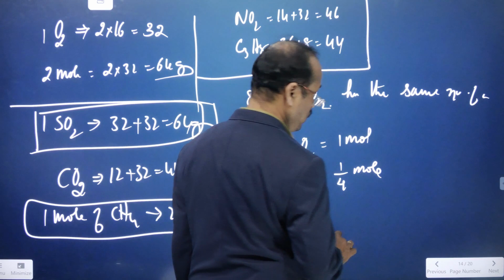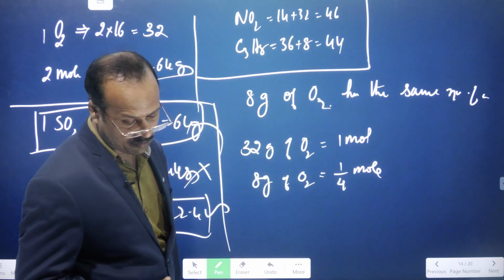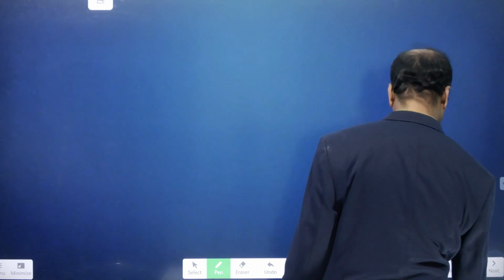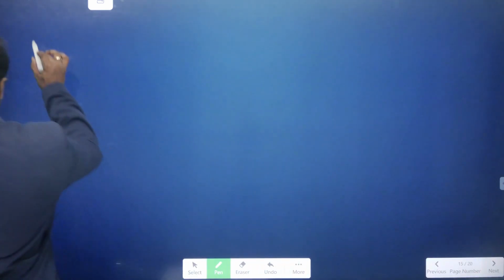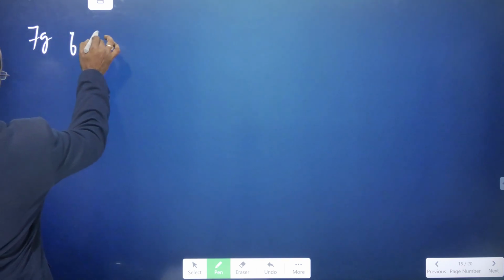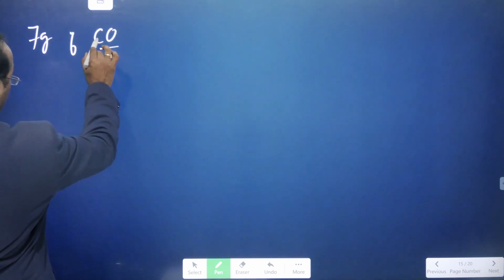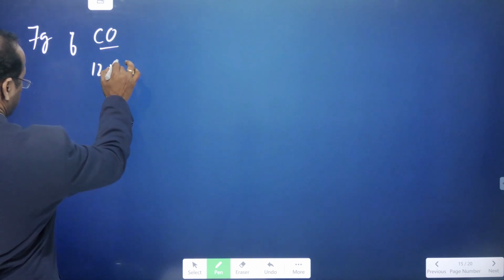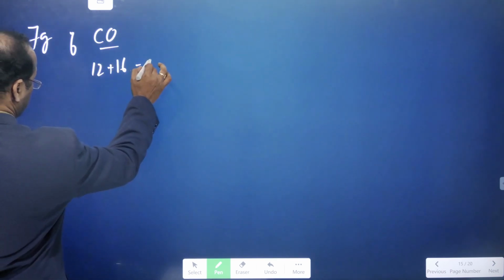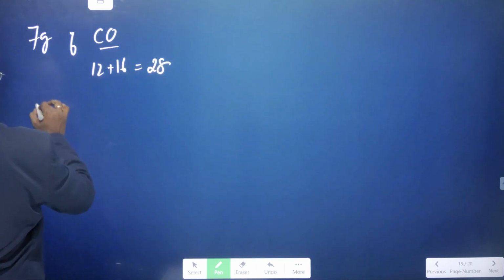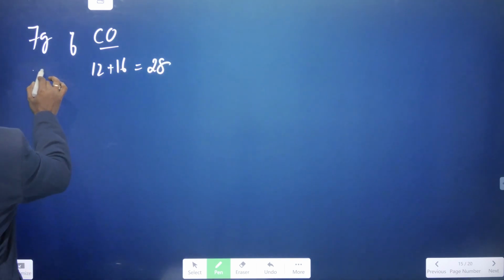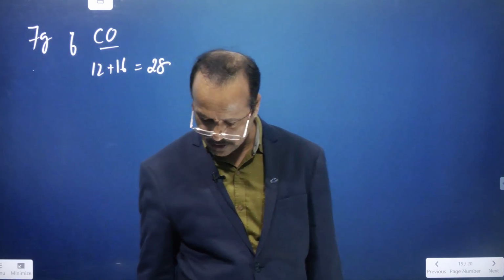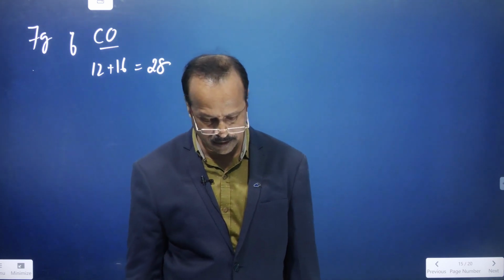Okay. Now you calculate the remaining gases that are given. 7 grams of carbon monoxide. Carbon monoxide means CO. Carbon is 12, oxygen is 16. 12 plus 16 is 28. Okay. So 7 by 28, so 1 by 4 you will get. So the 8th one, the first option, is correct.